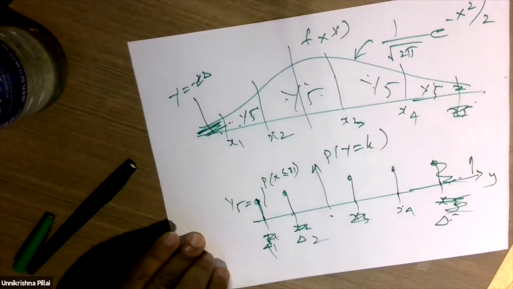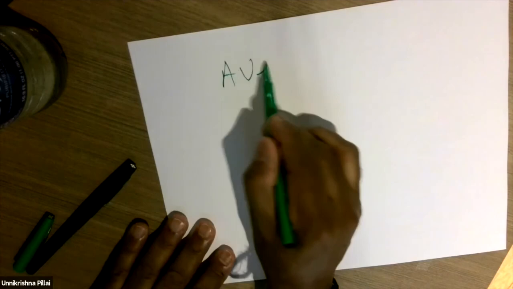Then you integrate, but this is not easy to integrate. It will be in terms of an error function, etc. But you can tabulate it. So let me go to the next concept.